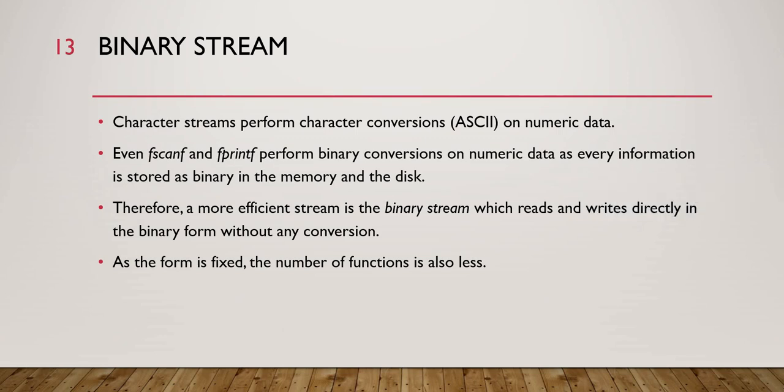Okay, so character streams perform character conversions on numeric data. What does it mean? For example, if you read 25, which is actually a number, right? Even that number is converted to ASCII characters. So 2 is converted to its ASCII code, 5 is converted to its ASCII code, and then it is stored as characters. Okay, this is if you use gets and puts.